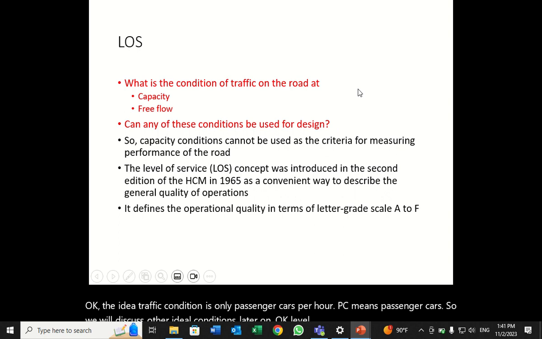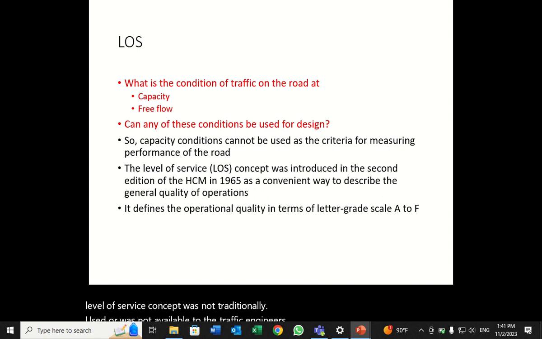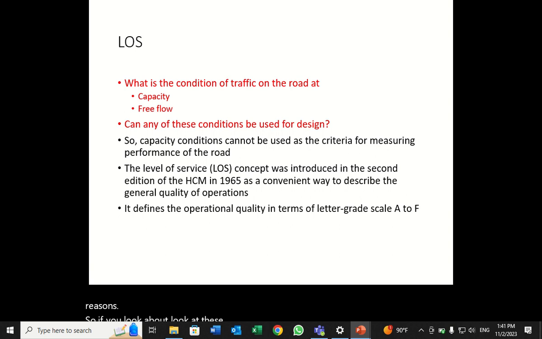Okay, level of service, as I mentioned earlier, was not traditionally used or available to the traffic engineers. They knew about three traffic conditions: the capacity of the road, the free flow condition, and the jam. Jam is not mentioned in the table for obvious reasons. If you look at these conditions from the point of view of design, obviously nobody will design for a jam condition. Jam is unwanted. So either you can design for capacity or free flow.